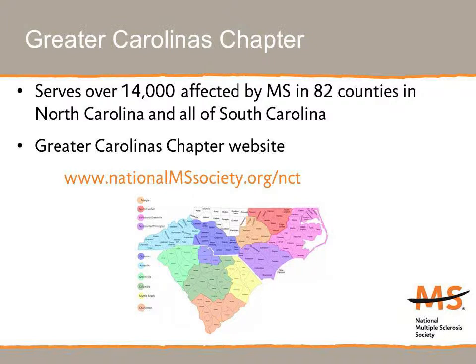This slide gives you a little bit more information about the actual Greater Carolinas chapter. We serve over 14,000 people affected by MS in 82 counties in North Carolina and all of South Carolina. Our chapter has staff members working in areas of programs, development, public policy, PR and marketing, and administration. And we provide educational programs and direct services, including financial assistance, to over 14,000 people living in our chapter area. Now, Barbara's going to share more information with you about our programs and services.